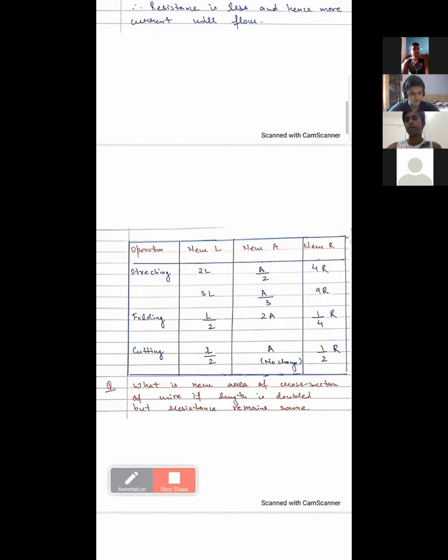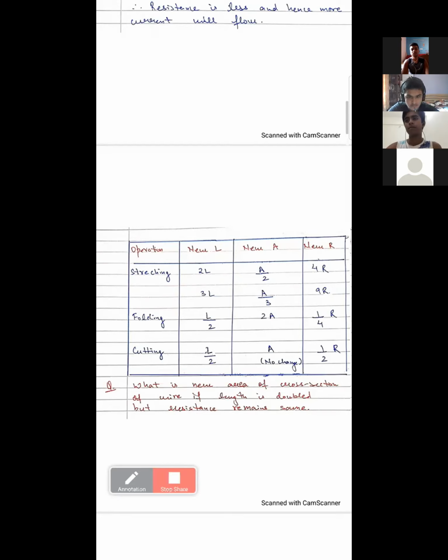Area of cross section will never change. Only the length is being changed. So you can visualize, if I cut the wire, only length is being changed. Area of cross section is not changed. So cutting L by 2, area will be same, so resistance will be half.